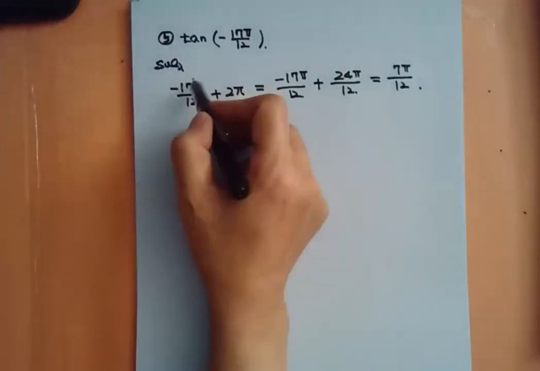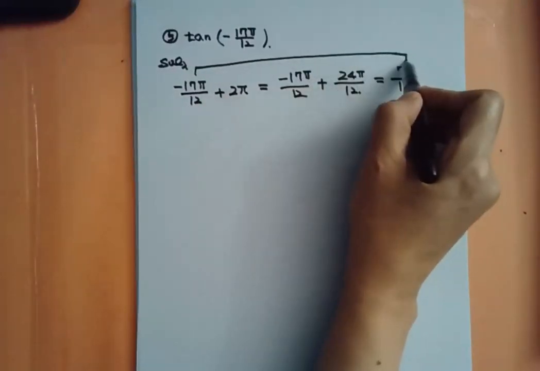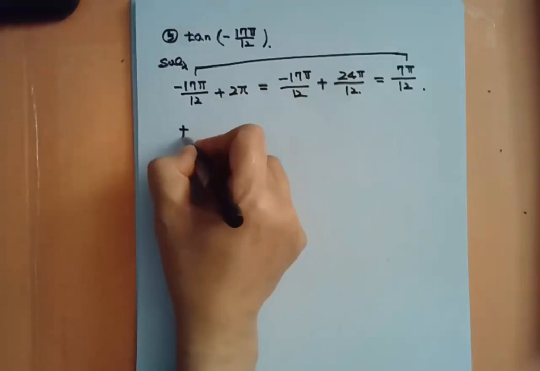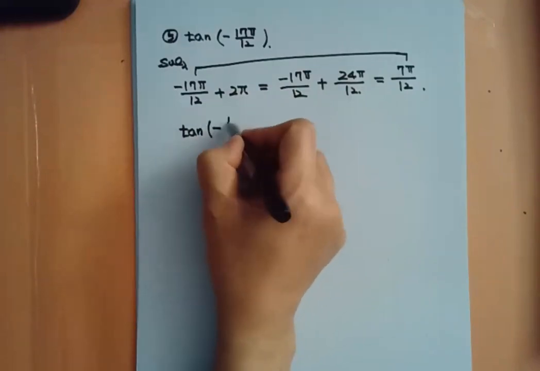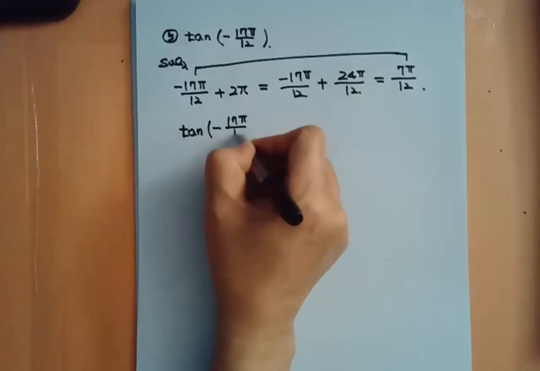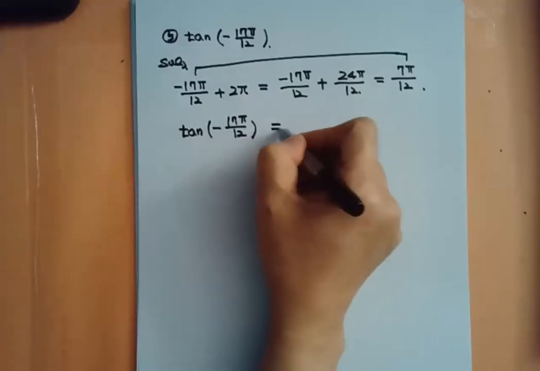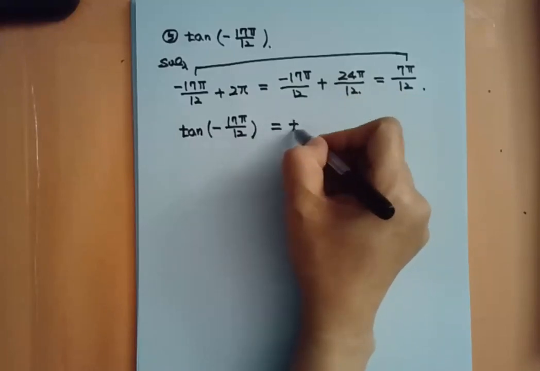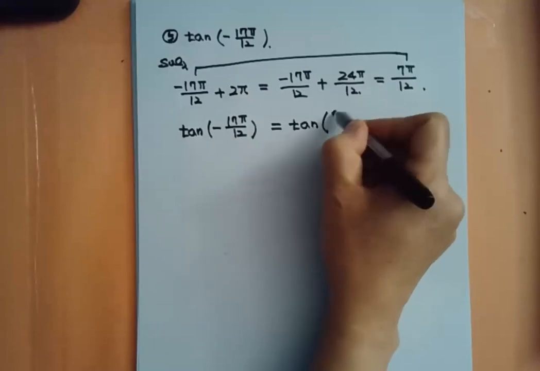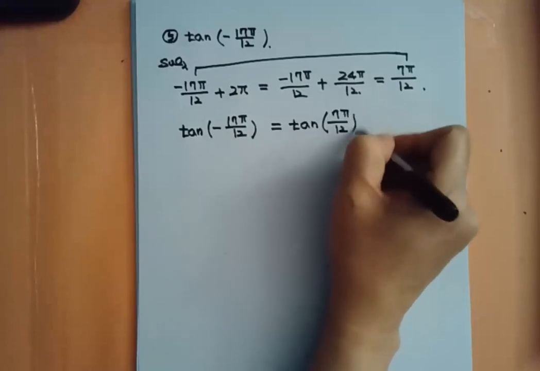So those two are coterminal angles. Because of the coterminal angle properties, those angles' tangent values are the same. Tangent of minus 17 pi over 12 is the tangent of 7 pi over 12.